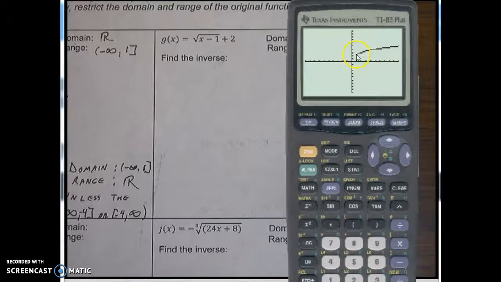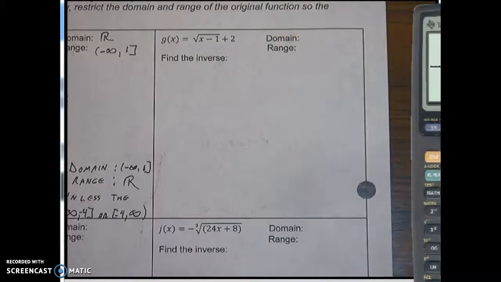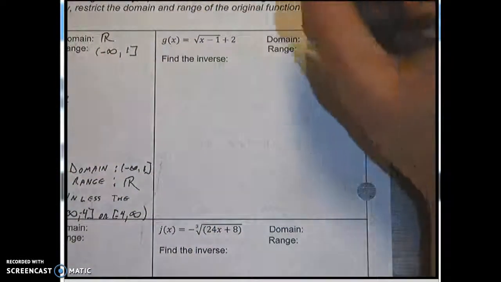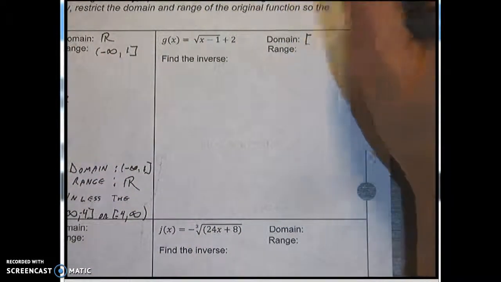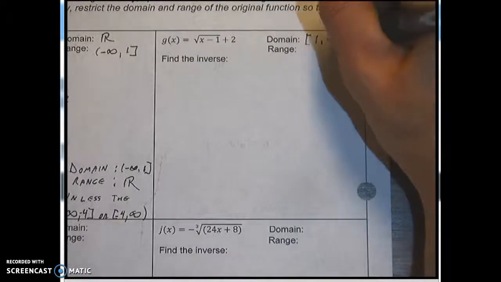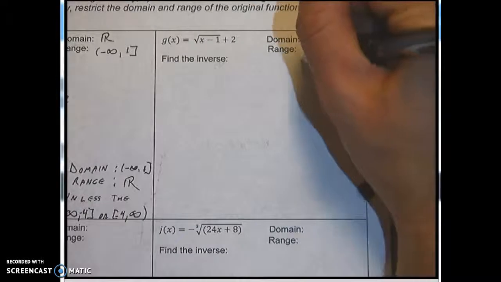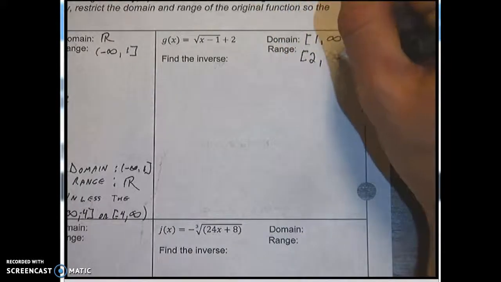The question is, what's this point? Get that from the equation. This says right 1, up 2. So that point right there must be (1, 2). So the domain, it's going to start at the x value of 1, and it's going to go to the right forever. The range, it's going to start at the y value of 2, and it's going to go up forever.